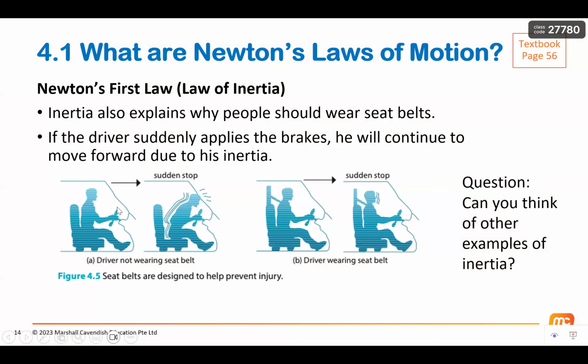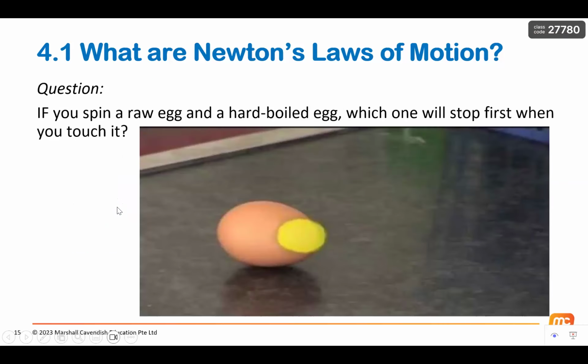So when you suddenly apply the brake, the body wants to continue moving forward. Your body doesn't want to stop. That is the reason why you will lurch forward when the driver suddenly applies the brake. And the seat belt is meant to prevent injuries when you lurch forward. Okay, I have more examples.